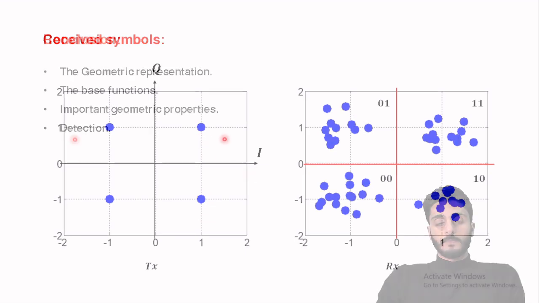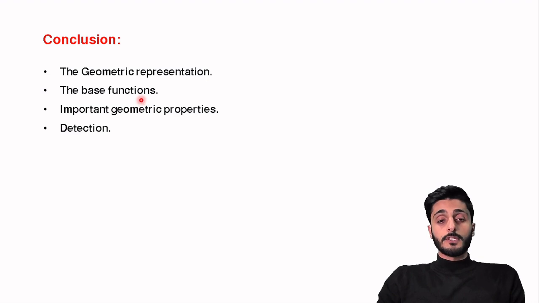In conclusion, we understood the meaning of the geometric representation and how signals are represented geometrically simply as a point. We understood the meaning of the base functions or the base signals. We saw some important geometric properties like the normalization of the base functions, the orthogonality of the base functions, and how the distance from the origin to the symbol geometrically represents the square root of the energy. And finally, we saw how the receiver detects the received signal and when bit errors will happen in the system.